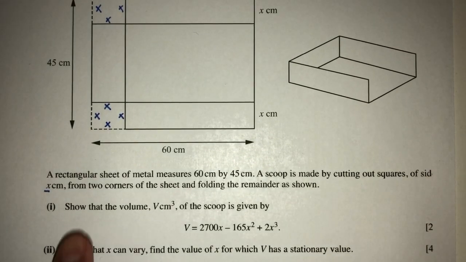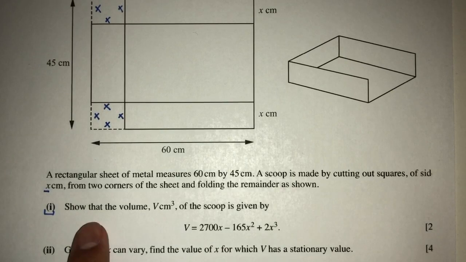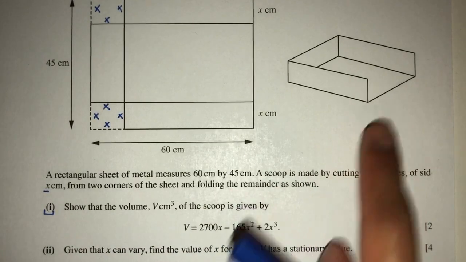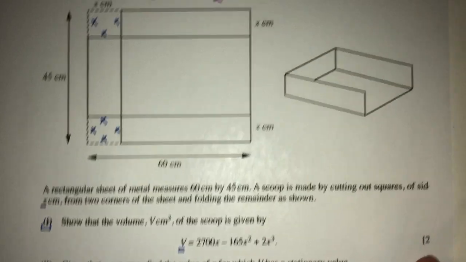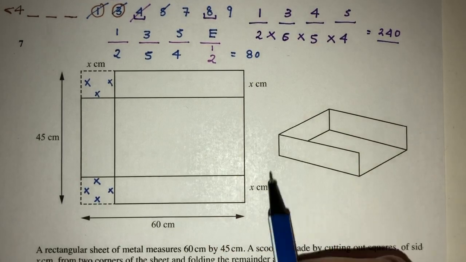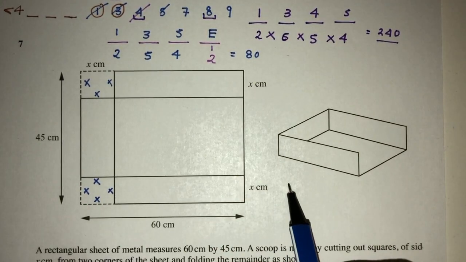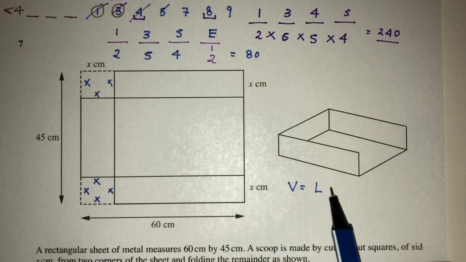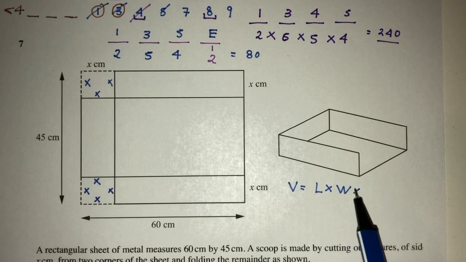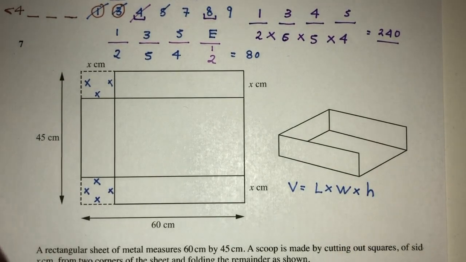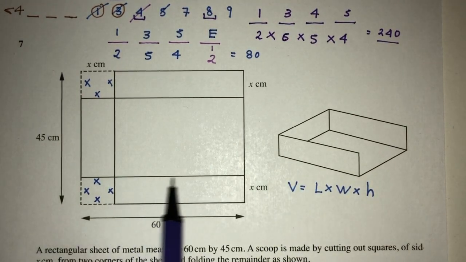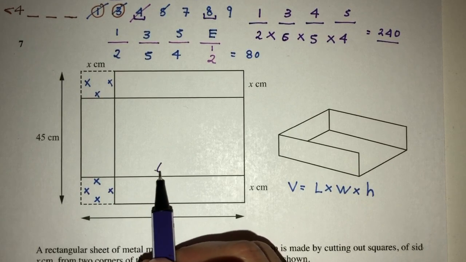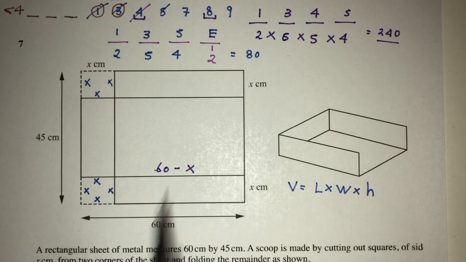Now, here we have this, and then part 1. We have to show the volume of the scoop is given by this formula. So let's see how you can find the volume. The volume will be length times width times height. So what is the length of this shape? The length will be 60 minus x. If that makes sense, right?